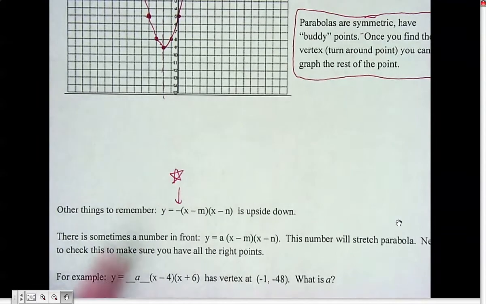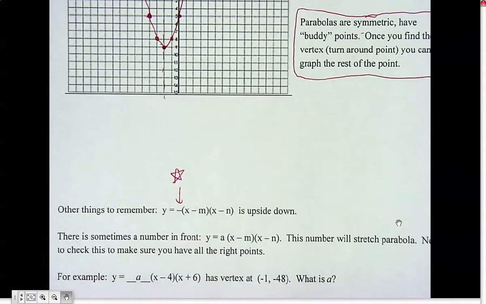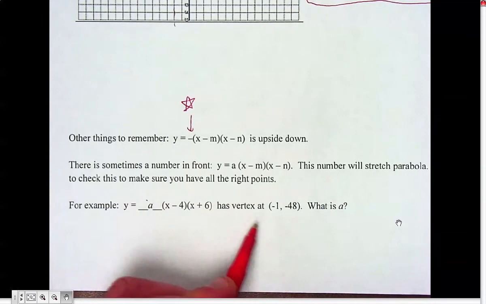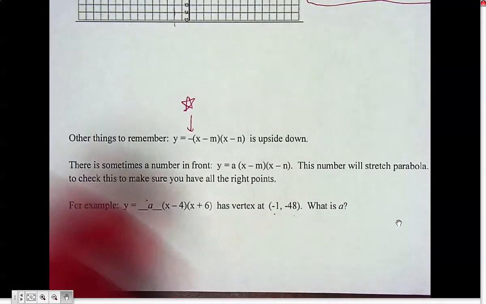it tells me that the parabola is upside down. And sometimes there is an a value in front also. It's a number, and that we haven't talked about a whole lot, but that can sort of stretch the parabola out, make it more narrow. It can also make it wider. And this is sort of the new thing for this week, is we can figure out what A is if we're given some information. This one says the vertex is at (-1, -48).